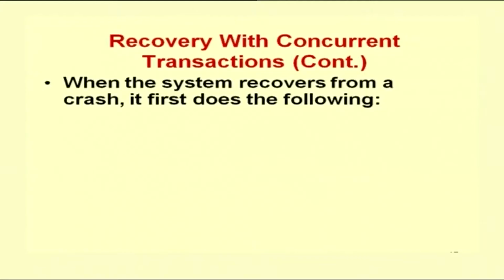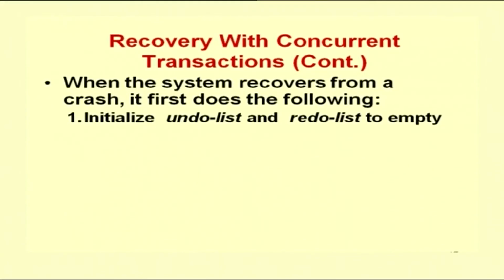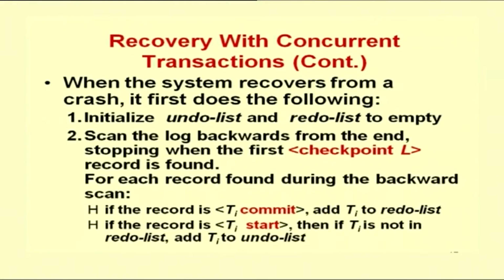So, when the system recovers from the crash, it first does the following. It initializes the undo and redo lists to empty. Then it will scan the log backward from the end, stopping when the first checkpoint L record is found. For each record found during the backward scan, if the record is Ti commit, add Ti to the redo list. If the record is Ti start, then if Ti is not in the redo list, you have to add Ti to the undo list. This is the basic thing. So, which are the transactions that have to be redone, which are the transactions that have to be undone. Okay, this is what we are trying to talk about.